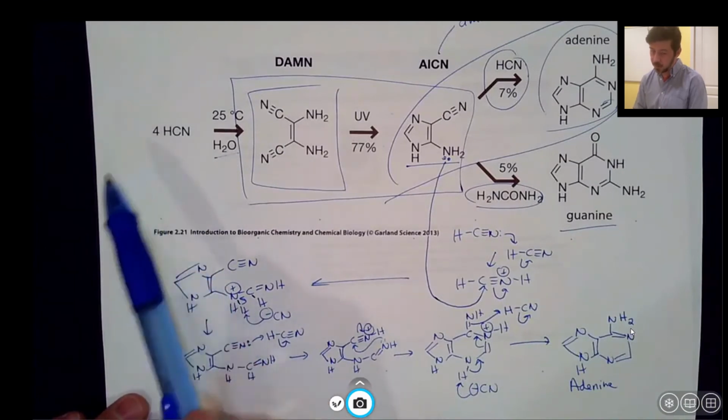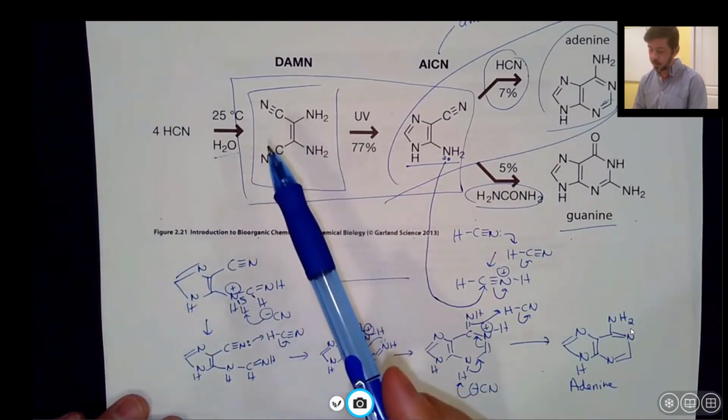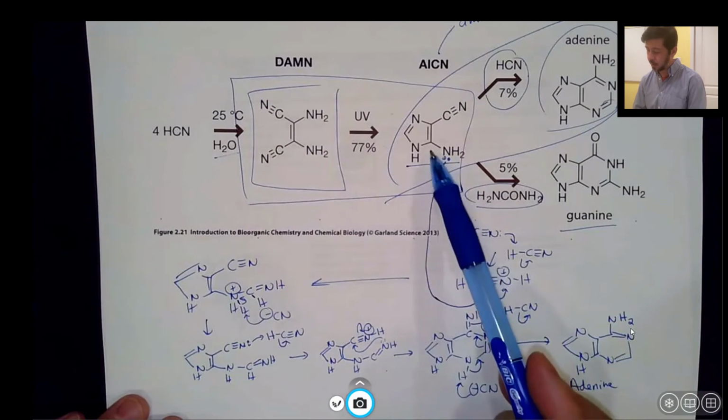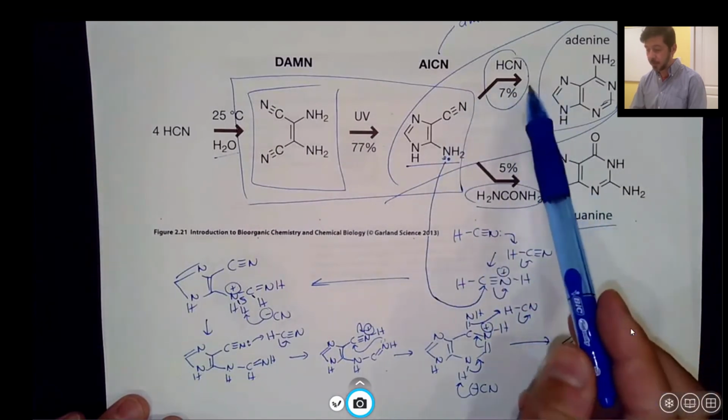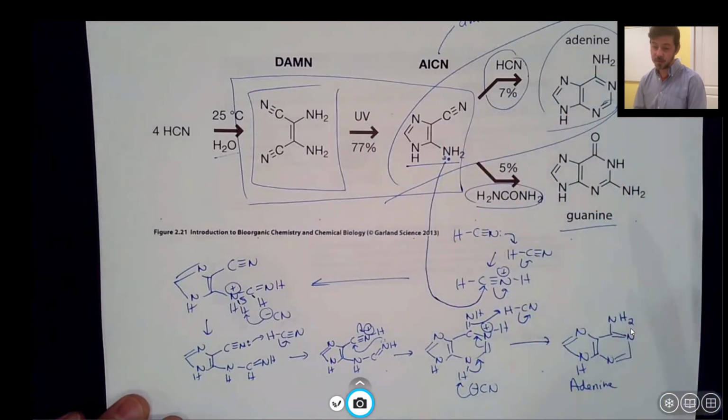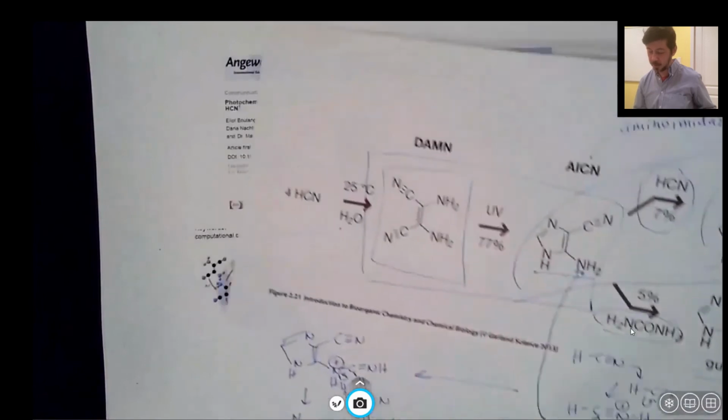Okay, so experimental evidence: you can actually do this in the laboratory. Again, don't do this because it's hydrogen cyanide, but you can generate this molecule here, UV can convert it, and then, even though it's a low yield, you can actually generate adenine and guanine. So it's very likely that these were formed prebiotically, perhaps using a very similar type of methodology.